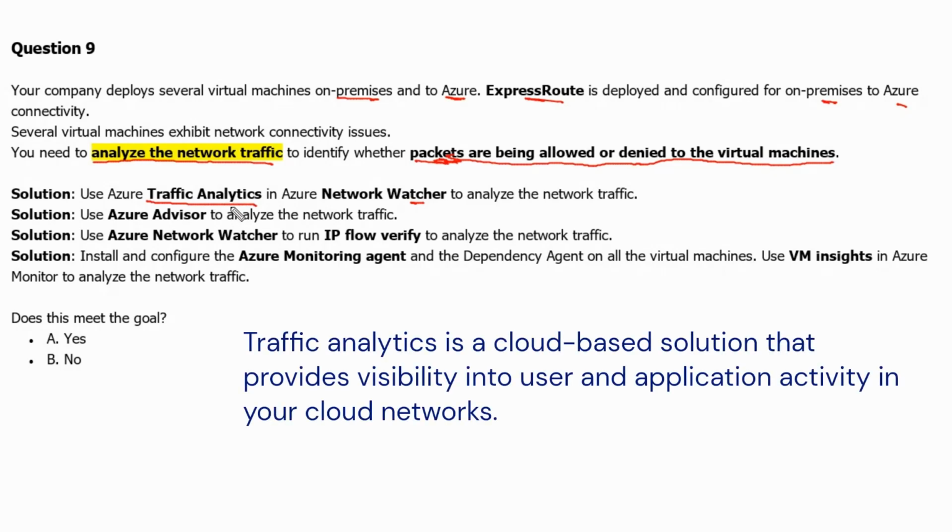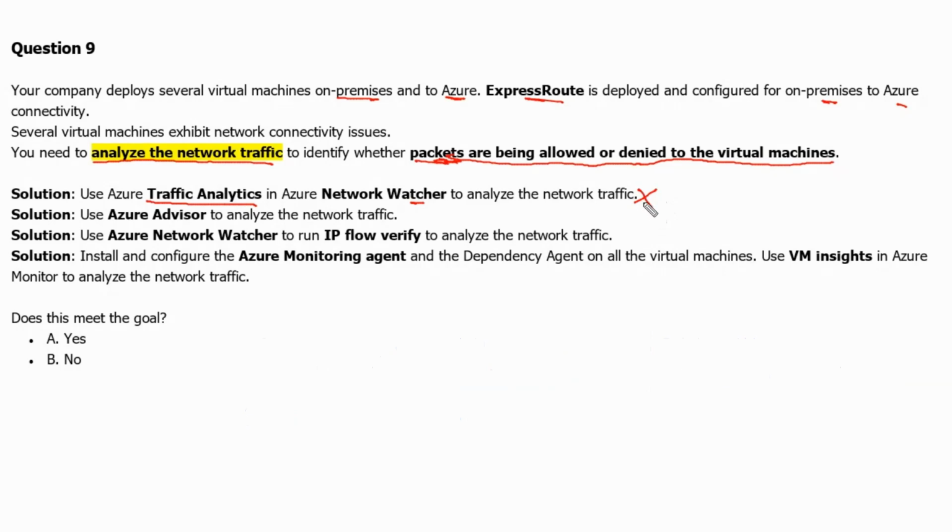Traffic Analytics is a cloud-based solution that provides visibility into user and application activity in cloud networks. But in our case, we would like to identify whether packets are being allowed or denied to virtual machine. We would not like to make any assessment of visibility for user and application in this regard. Therefore, solution 1 is incorrect for us.